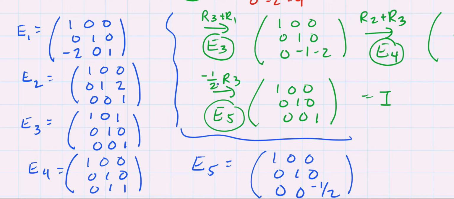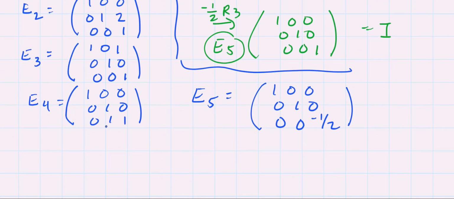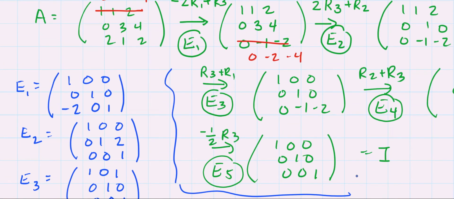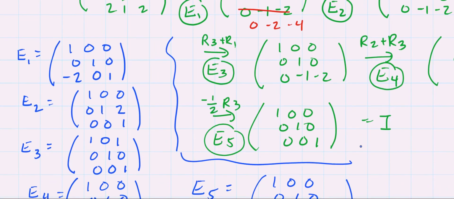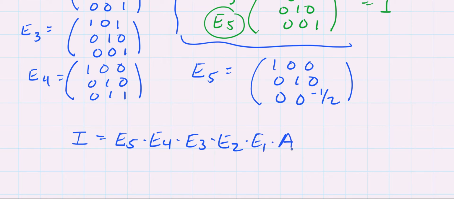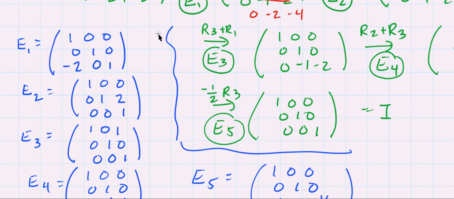So what have we shown? Well, we have put the matrix A into reduced row echelon form, and the reduced row echelon form is the identity matrix. So the identity matrix is equal to E sub 5 times E sub 4, E sub 3, E sub 2, E sub 1 times A. And you could double check this. You can multiply all of these out and see if you get the identity matrix. But you should if we did everything correctly.